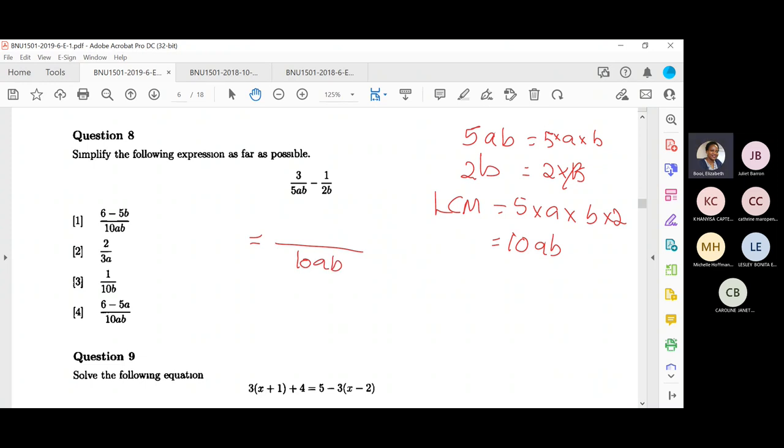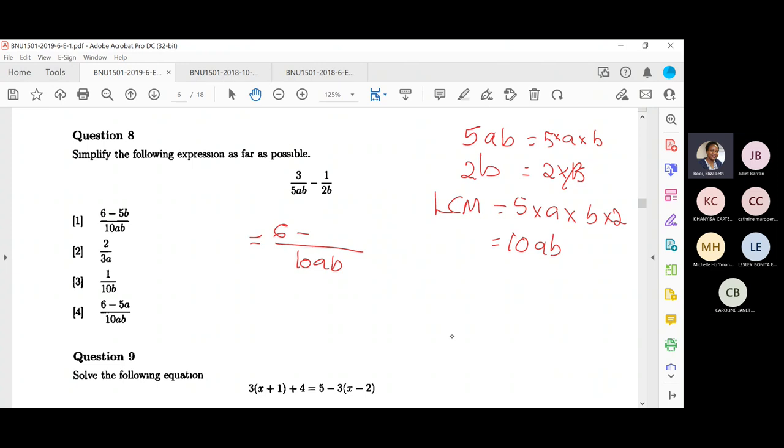Now we're going to say 5 goes how many times into 10? Because a number can divide into a number, not the variable. So 5 goes how many times into 10? It goes 2 times. 2 times 3 is 6. A goes how many times into A? It goes 1 time, so there's nothing. B will also cancel out with B, so the answer there will be 6 minus.